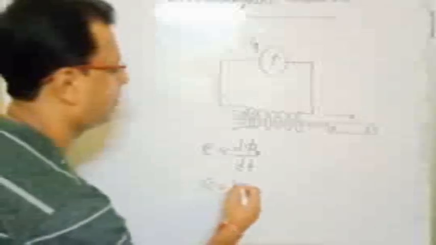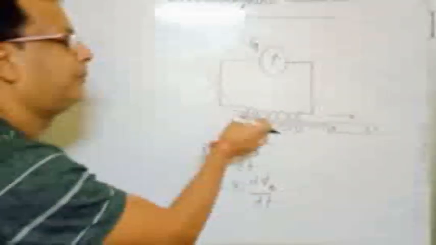So you can write it as E equals some constant K into dΦ_B by dt. This constant depends upon the number of turns in the coil, the material with which the coil is made up of, and so on and so forth. Now here E equals how much? You can write it as K into dΦ_B by dt.